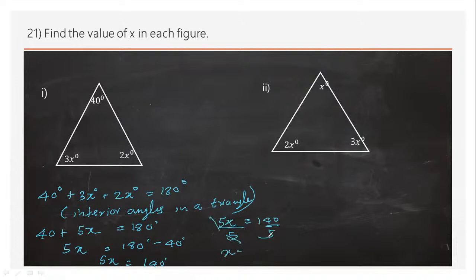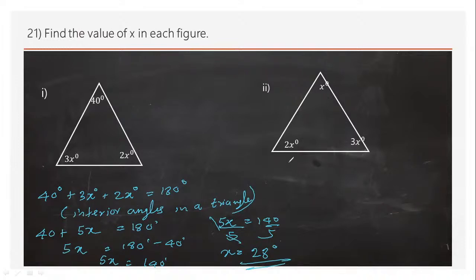X equals 14, how many 5's 2? For remainder, 48, 28 degrees, right? If you want to find this angle, x is 28, 28 into 2, 56. If you want to find this one, 28 into 3, right? Then here x equals 28. Let's find the second one.